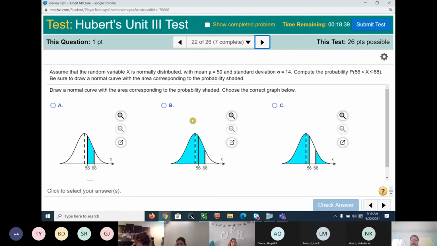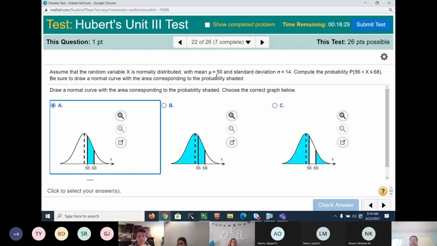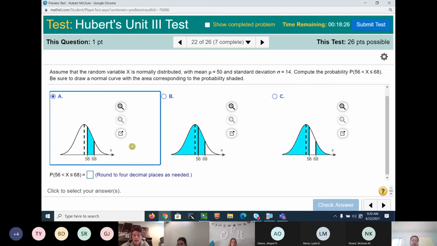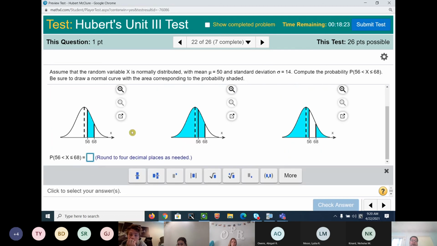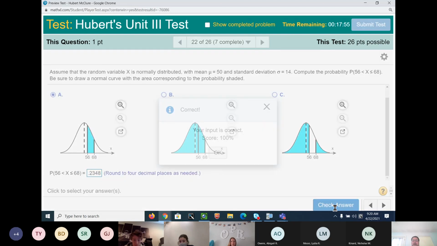And of course, I'll at least give you this one, 56 to 68. That'd be alpha. Can somebody do 56 to 68 for me right quick on the new calculator with 50 and 14 and tell me what the answer is? I know that would require communication, and I know that would go against the code. So maybe we got a rebel in here. So somebody type in 56 to 68 with a mean of 50 and a standard deviation of 14 and give me 4 digits, please. 0.2348. And that's correct. Thank you, Ms. Poor.